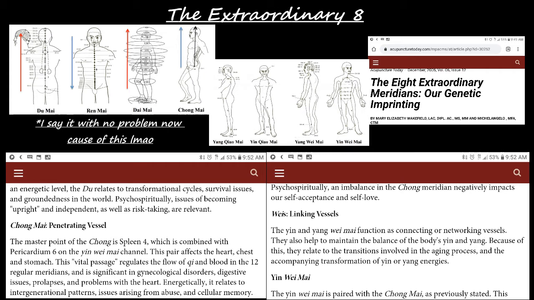Gynecological disorders, y'all see it. I can never get that word right. Digestive issues, prolapses, and heart problems.